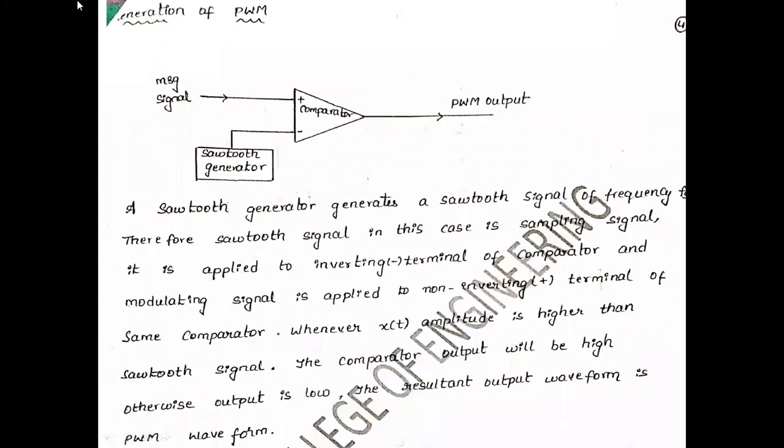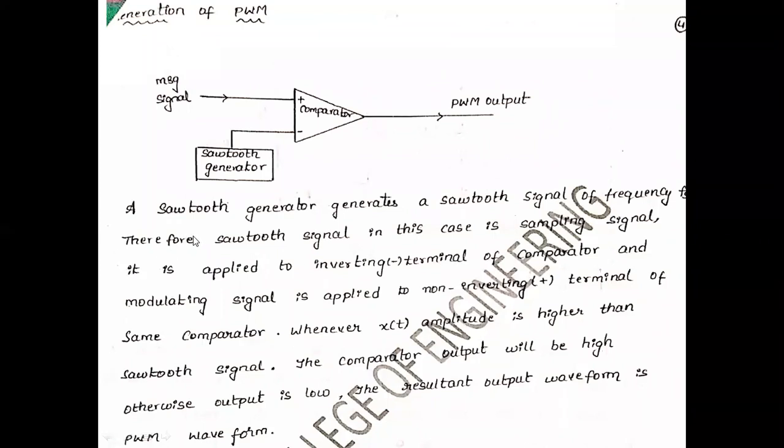See the pulse width modulation diagram. There is a comparator. To the comparator, the message signal is given, and another input is a sawtooth wave generated by a sawtooth generator. The comparator compares these two signals, and the output should be the PWM output.